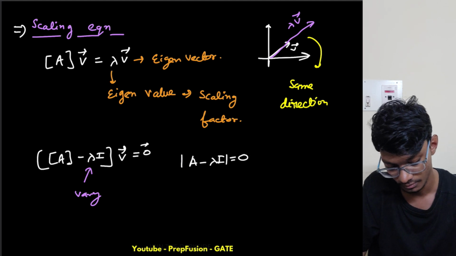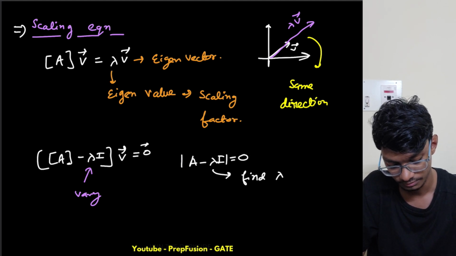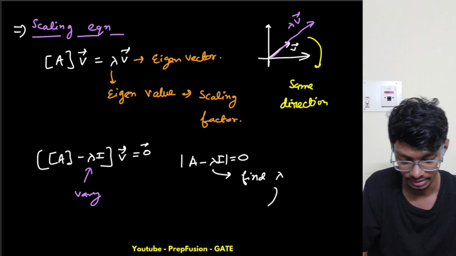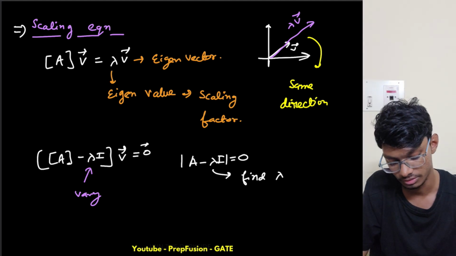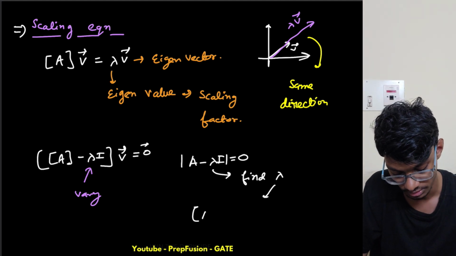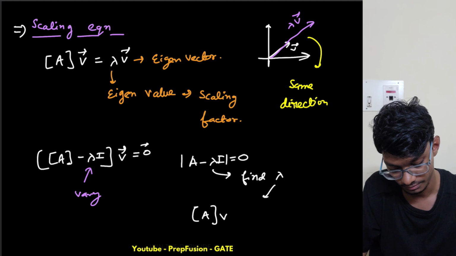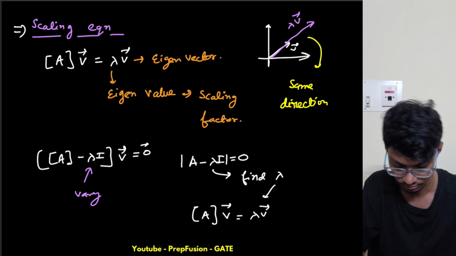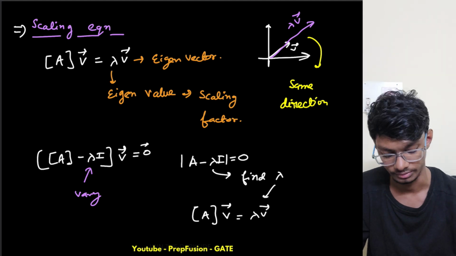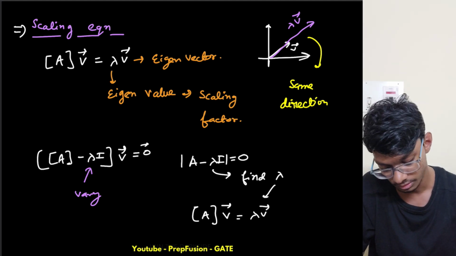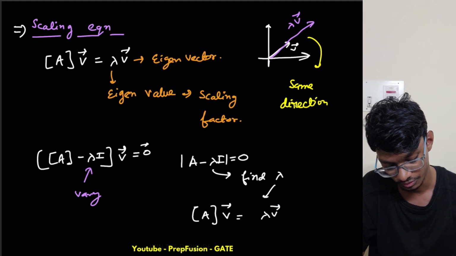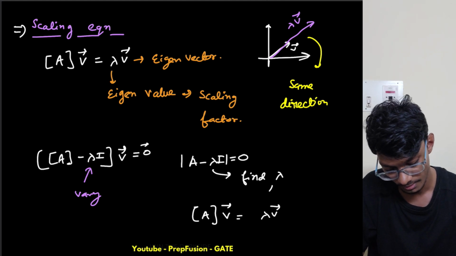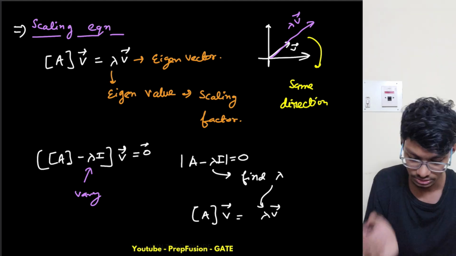Find lambda and then put this value of lambda back into this equation, A v equals lambda v, right? This is lambda v. So put this value of lambda in this equation back, then I will find my eigenvectors from this equation. So this is how the process goes on.